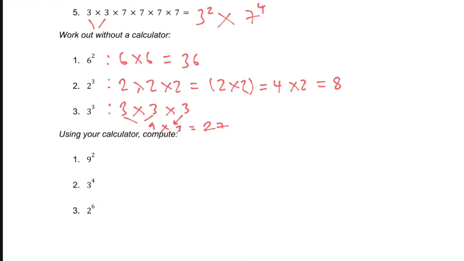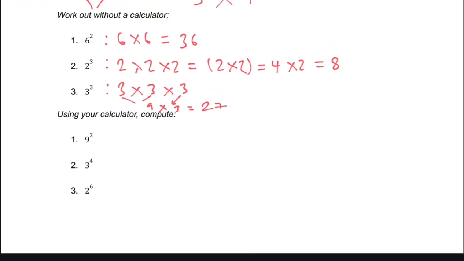Okay. However, now you can use your calculator. You can use that x to the power of y function on your calculator. So give that a go for each of these questions. 9 squared. Put that into your calculator, you should get 81. 3 to the power of 4, let's put that into our calculator. And again, you get 81. And then what about 2 to the power of 6? You should get 64.